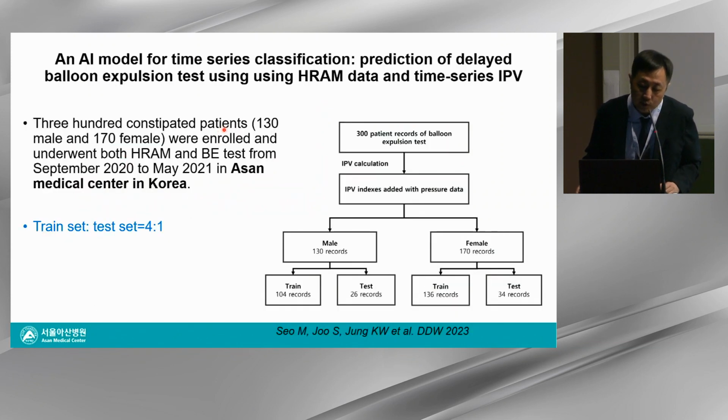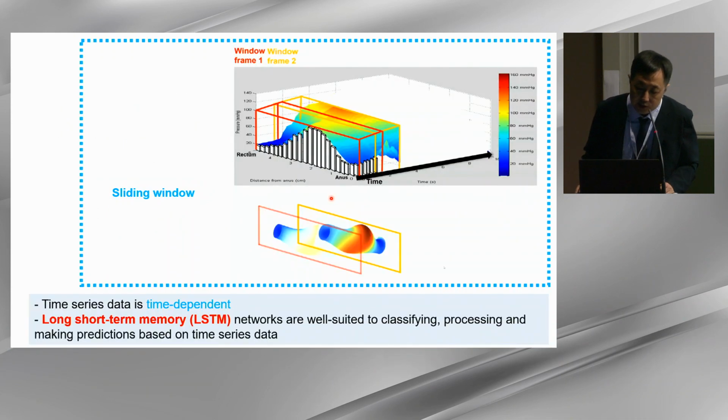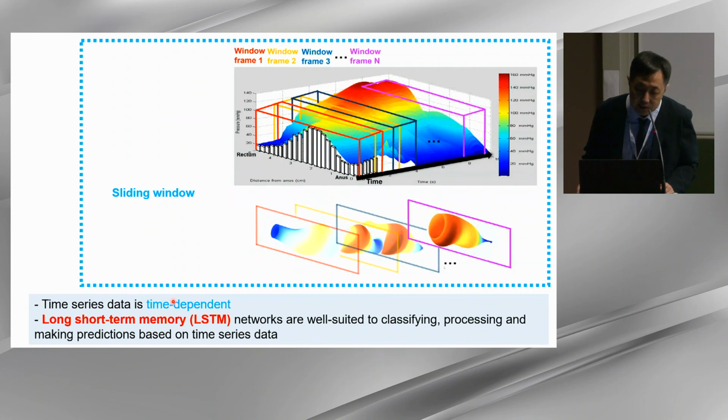300 constipated patients were enrolled in this study, and they underwent both HRM and balloon dispersion test in Ascona Medical Center. The ratio of train and test set was 4:1. We used the circumference sensor in this study and analyzed them into 4 different ratios of IPBs like this. As I showed in the pitcher's motion, the time series is time dependent. Therefore, long short-term memory networks are well suited to classifying, processing, and making predictions based on time series data.